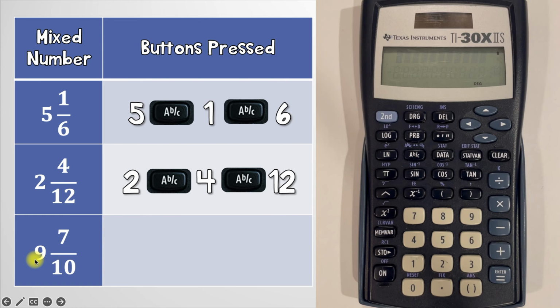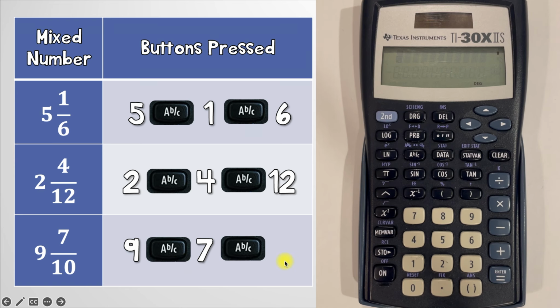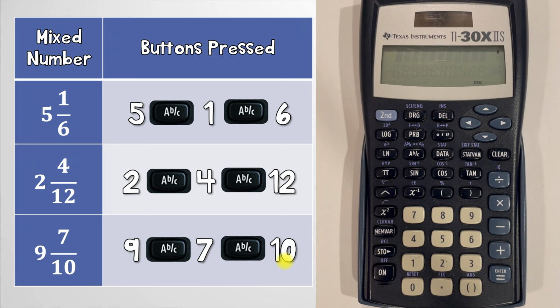So here we have 9 and 7 over 10. 9 is our whole number, so we'll enter that first. Then we'll hit our ABC button. Then we'll enter our numerator, which is 7. And to separate our numerator from our denominator, we'll hit the ABC button again, and then our denominator, which is 10. Now let's put that in the calculator.